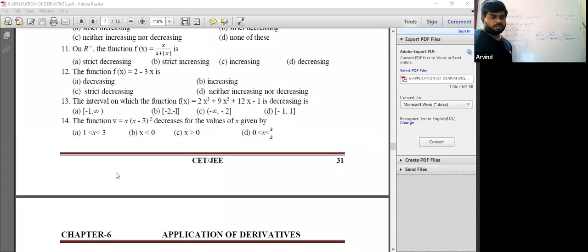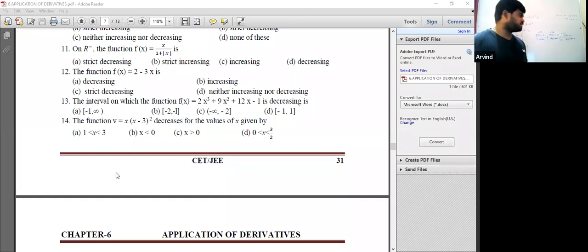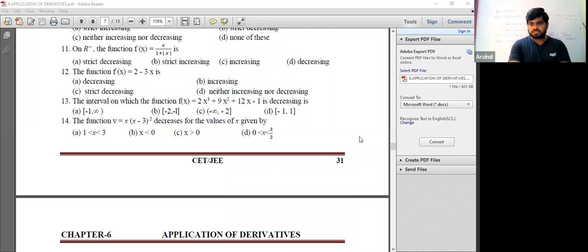Okay, the function decreases for which values? What will be the value? Look at the question. Option A 1 to 3, x less than 0, x greater than 0, x between 0 and 3/2. What will be the correct option? Option A, between 1 and 3. So if x is between 1 and 3, it is decreasing. That is the 14th one. So very simple.